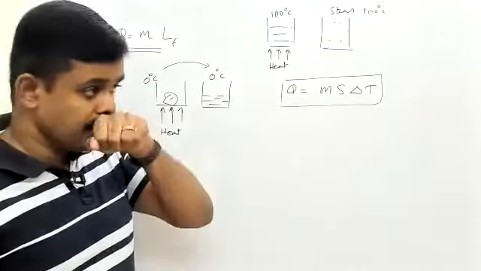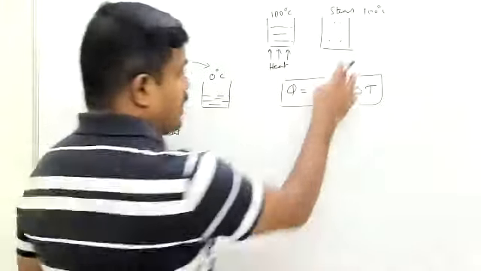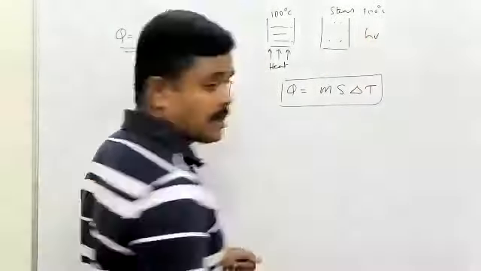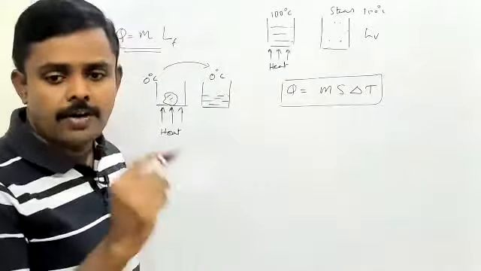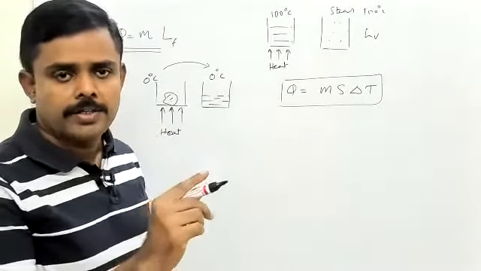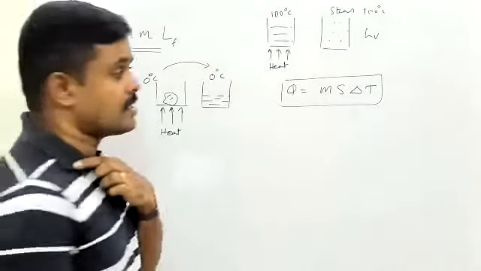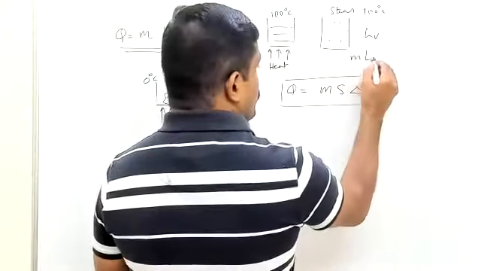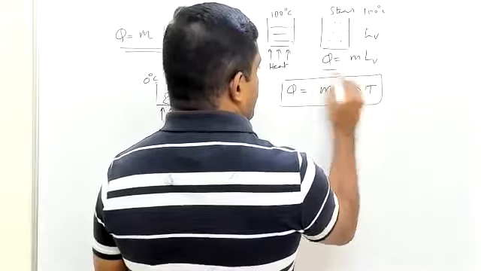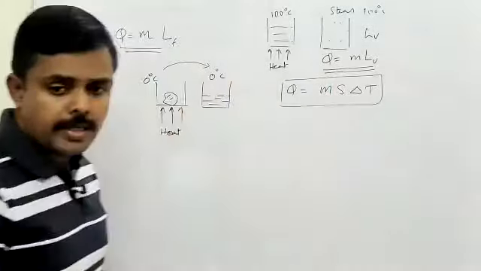This is vaporization, and we have something called latent heat of vaporization. It is the heat required to convert 1 kilogram of liquid to 1 kilogram of vapor. That is called latent heat of vaporization. That is for 1 kilogram, and for m kilograms it is m Lv.